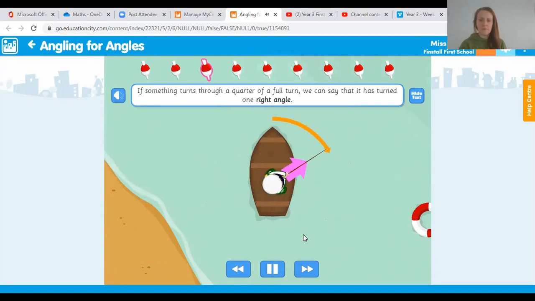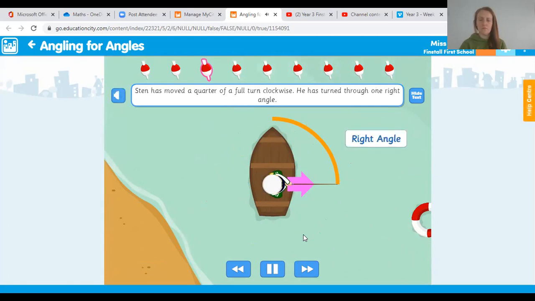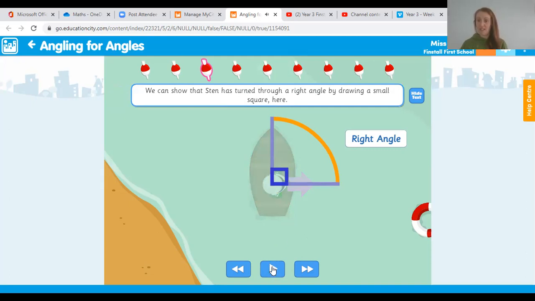If something turns through a quarter of a full turn, we can say that it has turned one right angle. Sten has moved a quarter of a full turn clockwise. He has turned through one right angle. We can show that Sten has turned through a right angle by drawing a small square here. So that's what we did yesterday, looking at right angles inside a shape. So here in particular for turns, we're thinking about how many right angle turns he's moving.